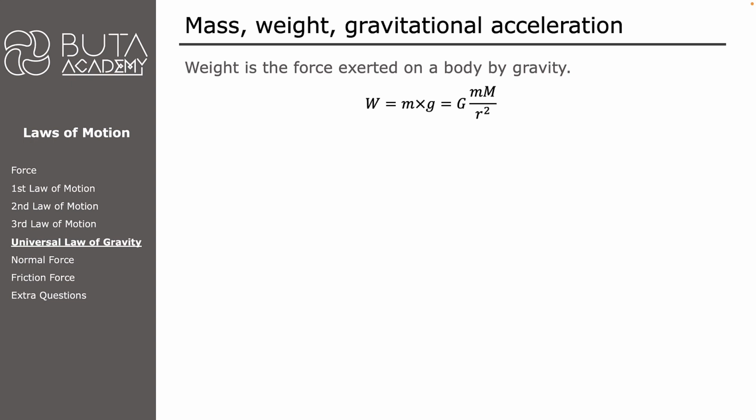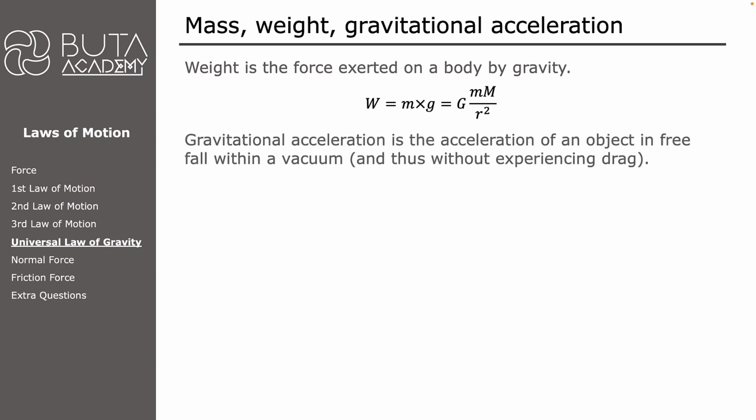Each side of the equation has the mass of the object in it, which is represented by smaller m. We can get the formula to calculate gravitational acceleration by cancelling small m in each of these two formulas. Gravitational acceleration is the acceleration of an object in free fall within a vacuum. In all our previous calculations, we were using 9.8 meters per second square as a value of g. But according to this formula, we can see that g actually is not a constant. It may vary depending on the values of the mass of the planet and its radius.